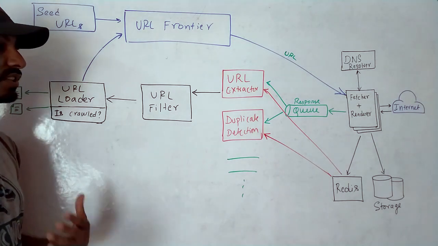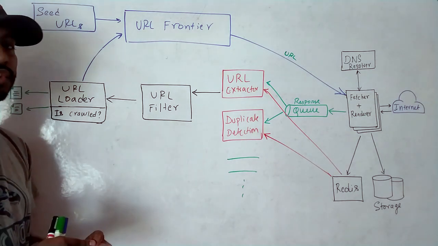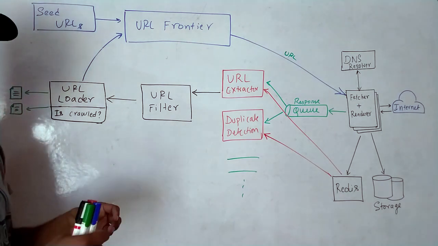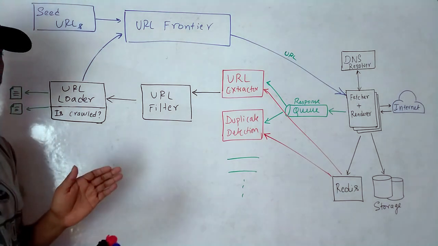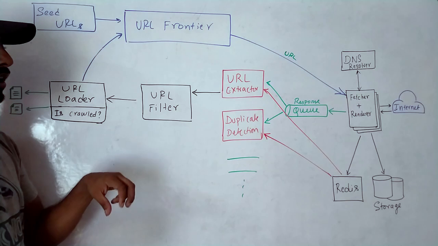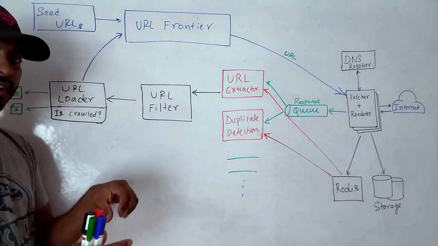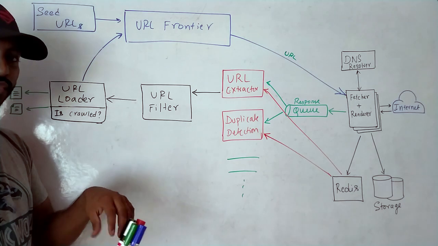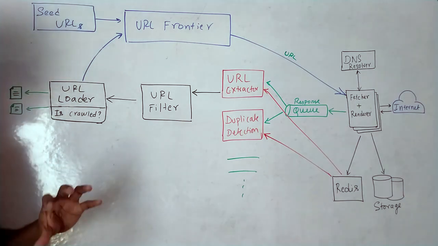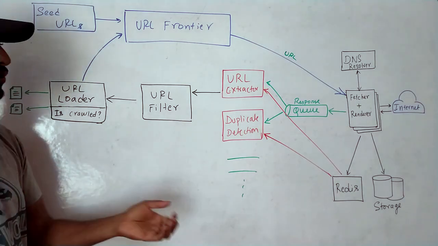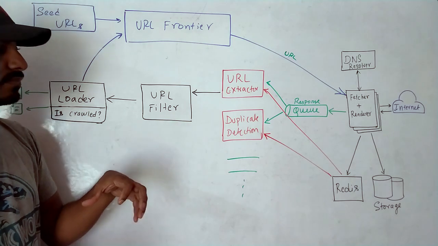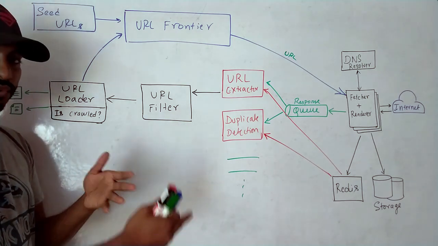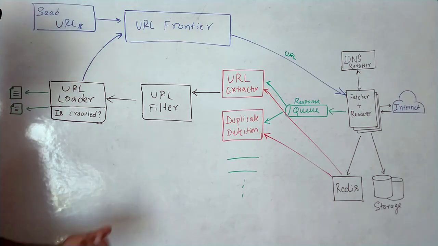What URL normalization do we need to do? The first thing is we need to map all of the subdomains of the same website to the same domain. For example, blog.google.com, mail.google.com, maybe keep.google.com. All of these subdomains are essentially part of Google itself. So we need to tag all of these subdomains into the same website, google.com. So that's one thing.